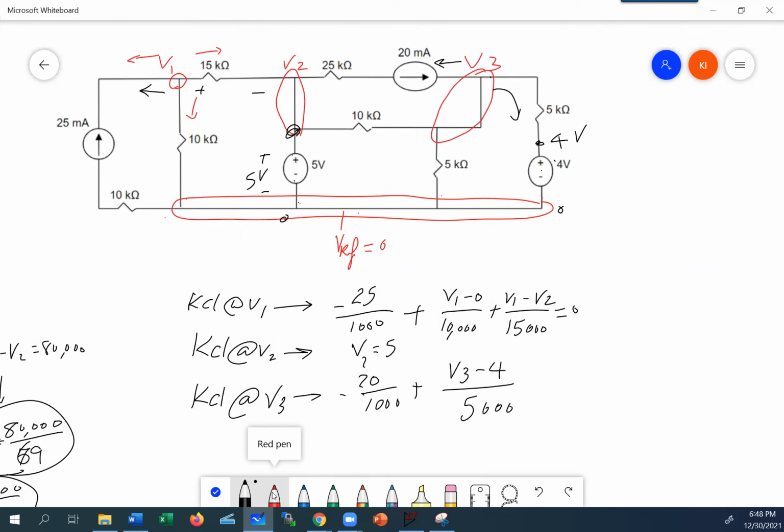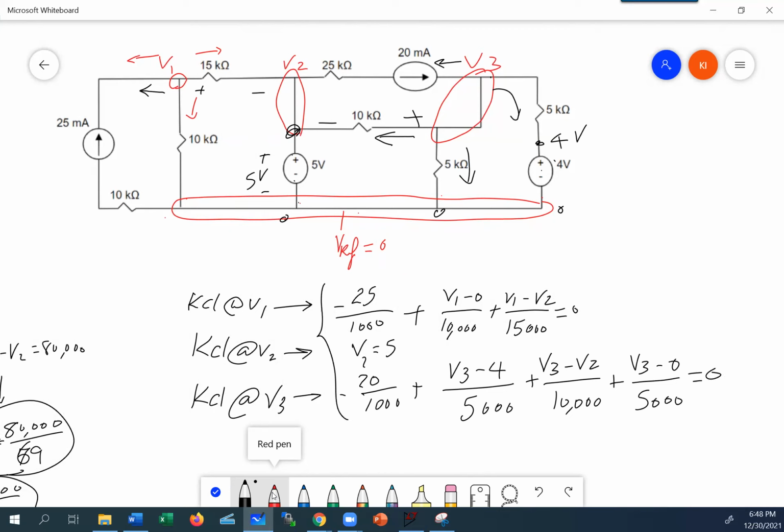Ooh, and I got a couple other ones to worry about. I got to worry about this one, and I got to worry about this one. So let's do the 10K first. That is going to be basically V3 minus V2. That's the voltage difference from here to here, and it's divided by 10,000. Plus here, from the 5K, it's going to be V3 minus 0, because this is 0, divided by 5,000, equal to 0. Now I have 3 equations.